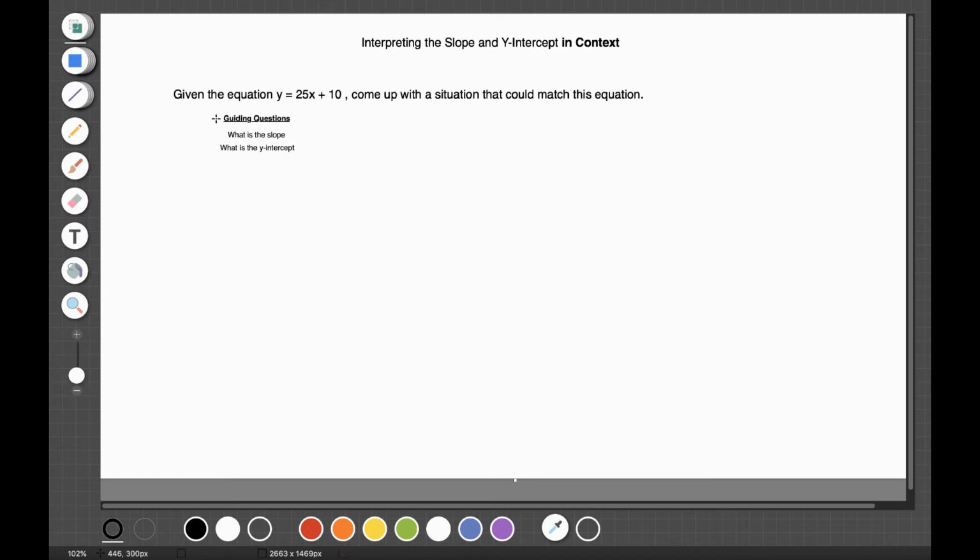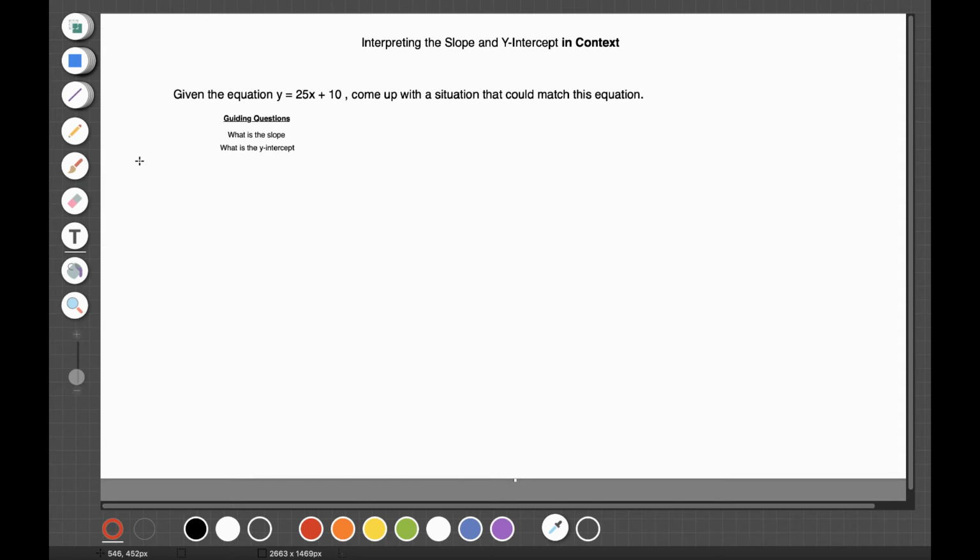Some guiding questions you should be thinking about are: what is the slope and what is the y-intercept? Go ahead and take a pause, and looking at this equation, see what situation could match it. Go ahead and take a second and try that. Okay, so let's look at a few possible answers.